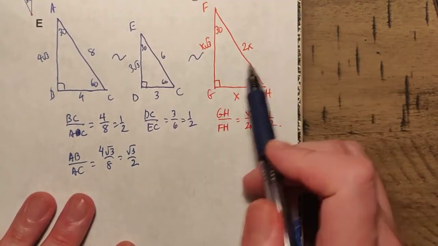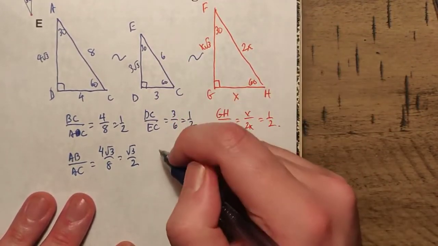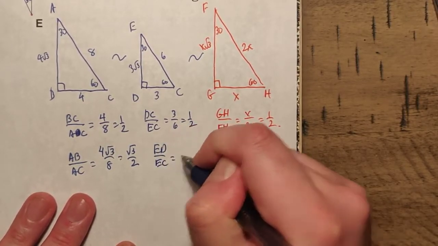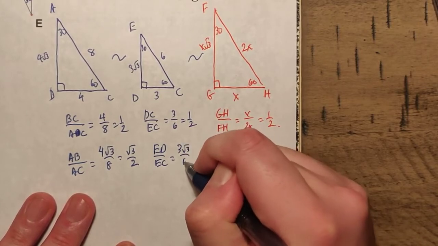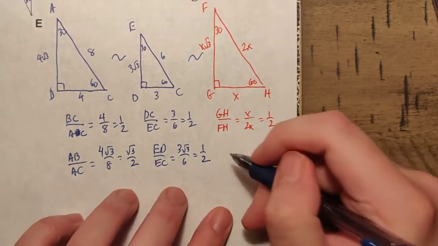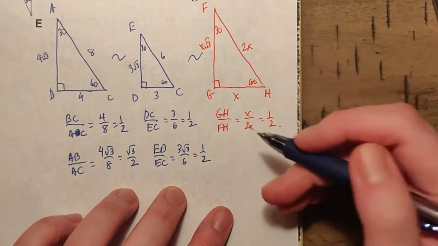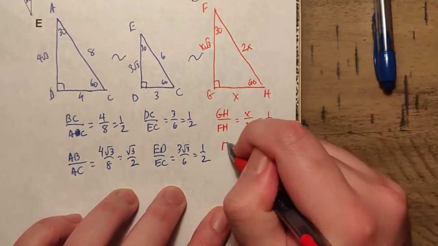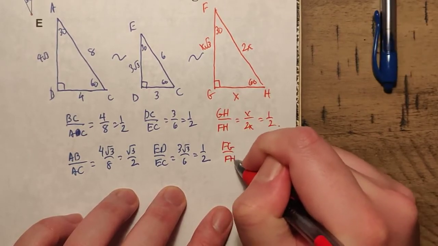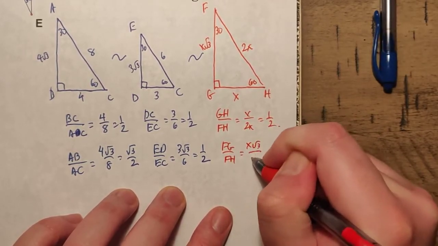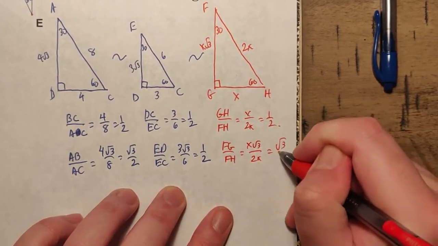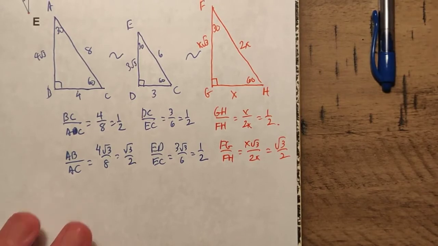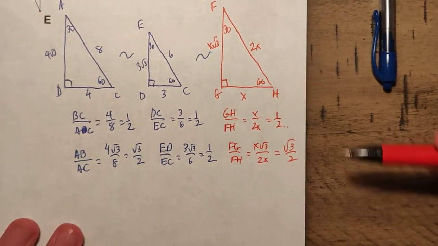The same is going to occur in each of these other triangles. So in this situation here, we can say that ED over EC is 3 root 3 over 6, which is 1/2 here. And then in this situation, we have GH over FH. So we had GH over FH. Now we can take a look at it and write this as FG over FH here, which is x root 3 over 2x, which is, again, rad 3 over 2. So, again, we have this constant thing here, this radical 3 over 2 that keeps popping up over and over again. And that's going to be important to us as we go, right?